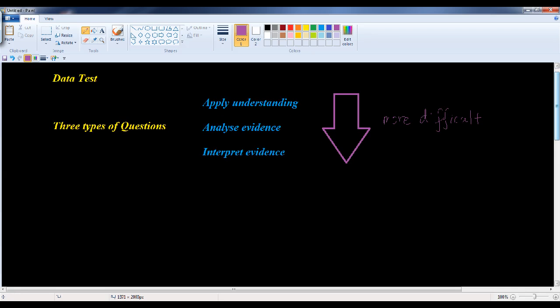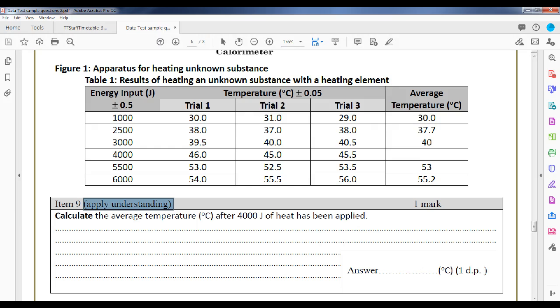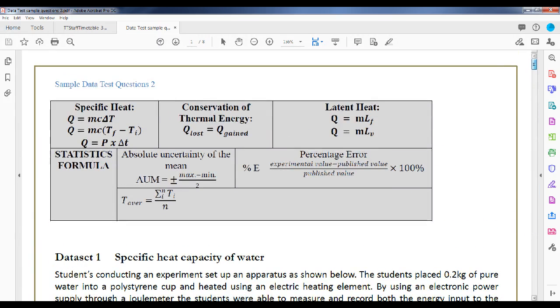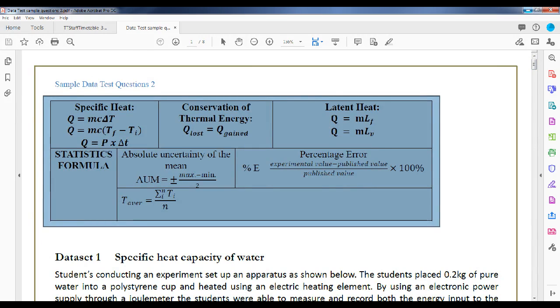Okay, so before you start the test, it's really important to know that in the data test, you are going to have a list of formula. You need to understand what these formulas are about. Let me show you. Okay. At the start of any data test paper, there will be a list.